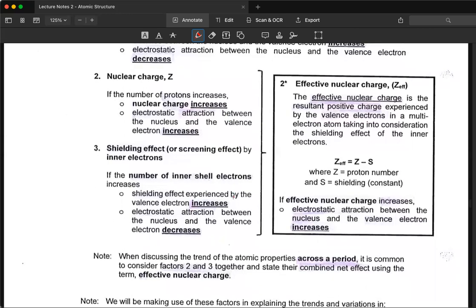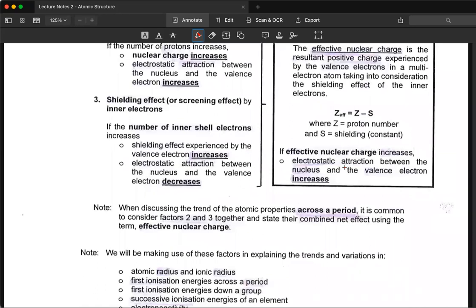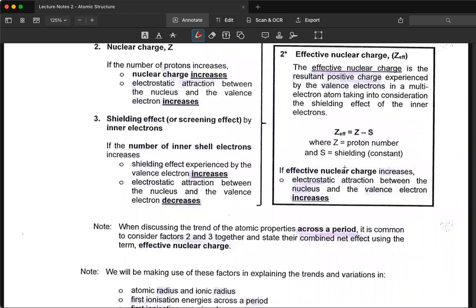And these two factors combine to affect the effective nuclear charge. The effective nuclear charge is the resultant positive charge experienced by the valence electron in a multi-electron atom, taking into consideration the shielding effect of the inner electrons, where effective nuclear charge equals Z minus S. Z is the proton number, S is the shielding effect. So this is the effective nuclear charge. It's the overall effect of the nuclear charge and the shielding effect. Okay, so if the effective nuclear charge increases, the electrostatic attraction between the nucleus and the valence electron will increase. It makes sense, right?